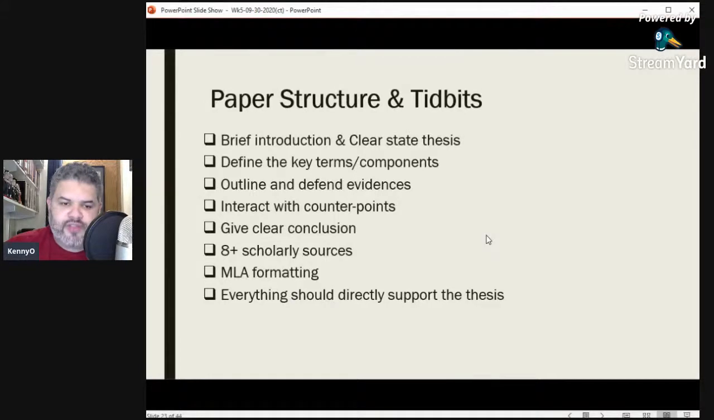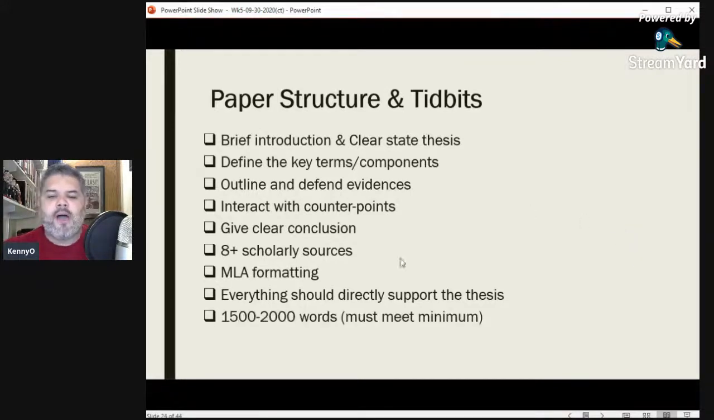Everything should directly support the thesis. Everything in your paper should directly point back to your thesis. So either they're pieces of evidence that clearly point to your thesis, or they are evidences that go against your thesis that you are clearly dismantling, or you are showing why those supposed evidences are wrong, right? If anything doesn't clearly defend your thesis, get rid of it. So many papers have extra information that's just unnecessary. Get rid of the fluff. Cut, cut, cut, cut, cut. It'd be so helpful.